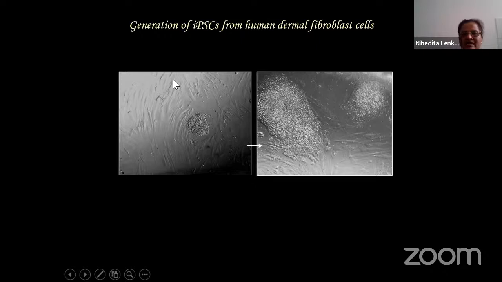The feeder is supporting the cells to grow, providing trophic factors. As you can see, the colonies are appearing over a period of time, and these are further taken and propagated. So this is how one can derive pluripotent stem cells, either from ICM cells, which I showed you earlier, or from reprogrammed cells, from skin dermal cells.